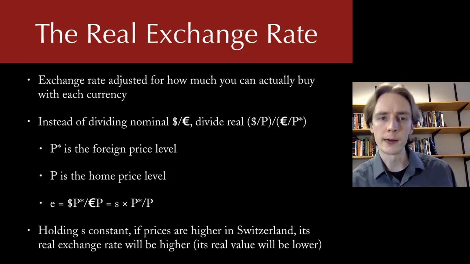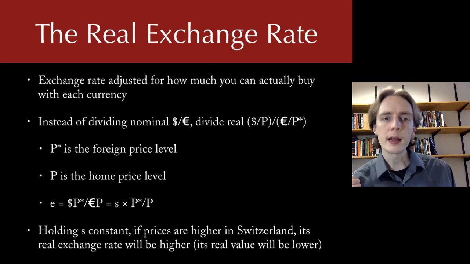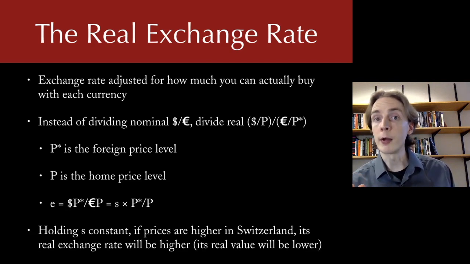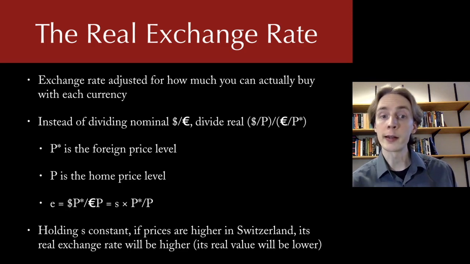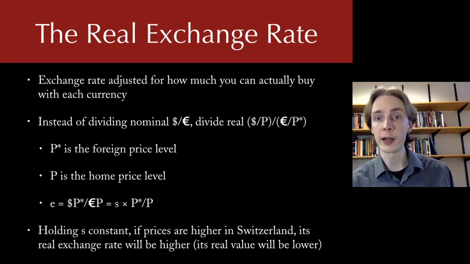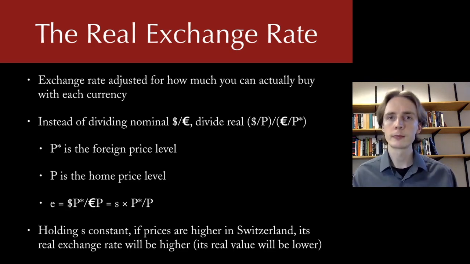So what does this tell us? This tells us that for a constant exchange rate, if we keep the ratio between Swiss francs and dollars constant, if prices rise in Switzerland, and so their currency now goes less far, its real exchange rate is going to be higher, which means that its real value, in terms of what you can actually buy in terms of Swiss francs, is going to be lower.